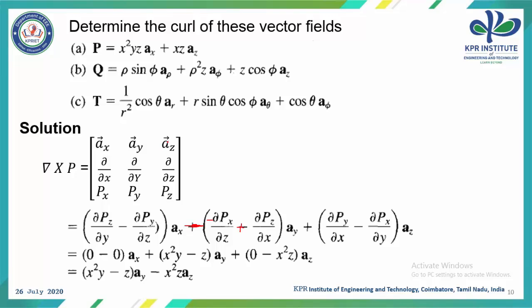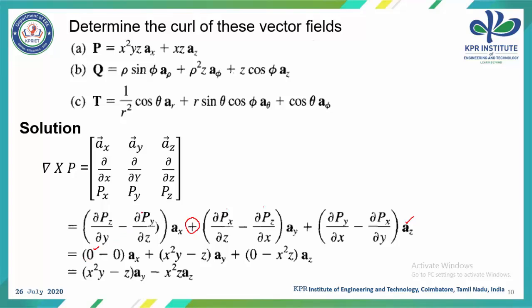Yes, now you just take the third element, this Az. This column and this row are hidden. What is the remaining? ∂/∂x into Py minus ∂/∂y into Px, into Az. Now you know the value of Px, Py, Pz. Just substitute it here now. Yes. Now what is the Pz value? xz. Is there any y term? No. So the result is 0.